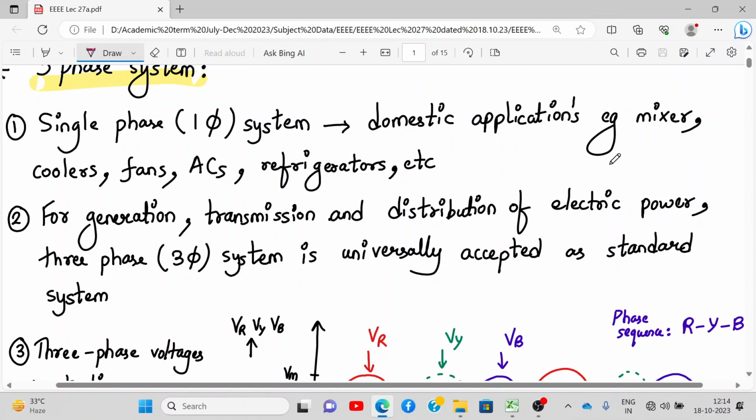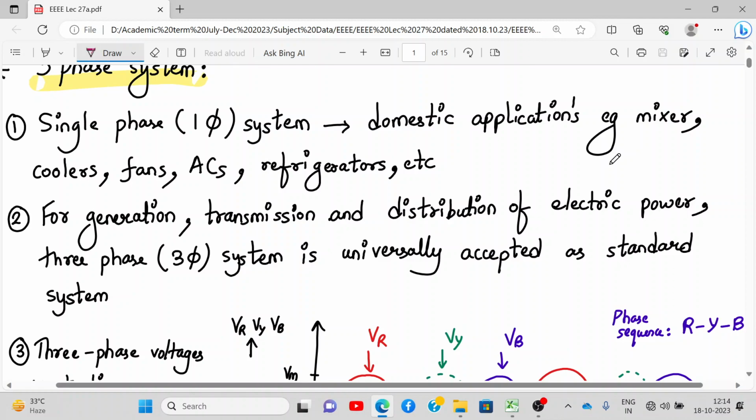Your single-phase system, your domestic applications like running a mixer or a cooler, fans, air conditioner, refrigerators, all work under single-phase supply because that is sufficient for that. But for the generation and transmission of electrical power, three-phase systems are required, are universally accepted, and they are used as a standard system.